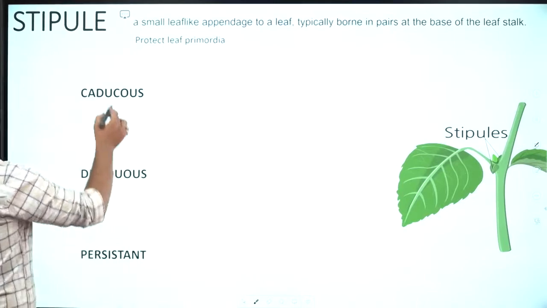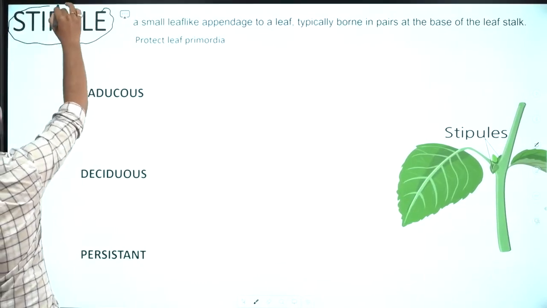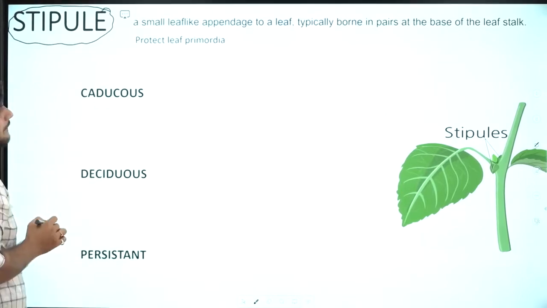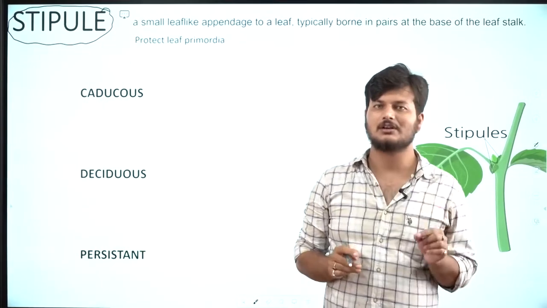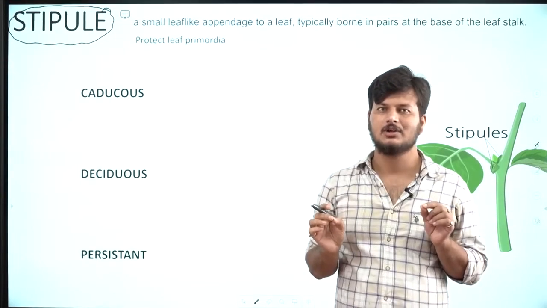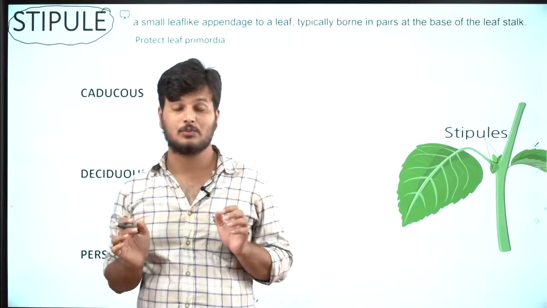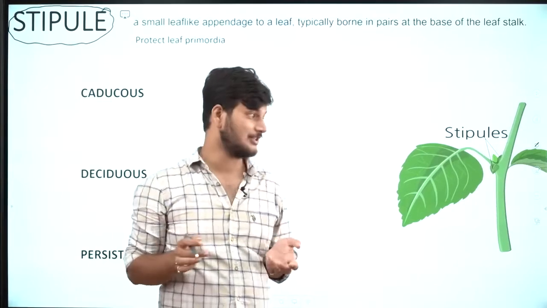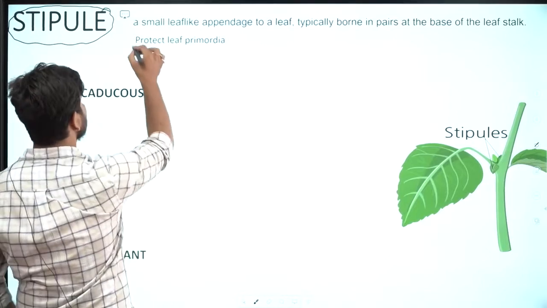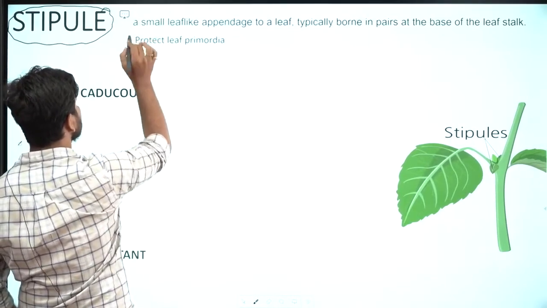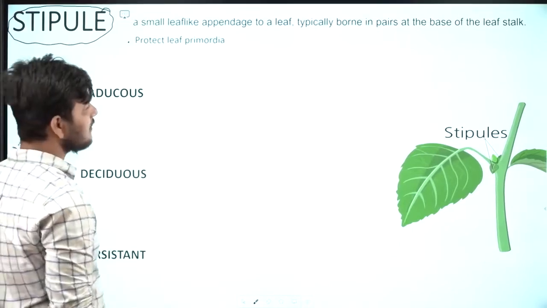Okay, in the leaf, we had just discussed the stipule. Stipule is a specialized structure which is going to protect the leaf primordium in the earlier stage. Here it's given that the stipule is a special structure which is going to protect the leaf primordium. And what is a stipule?